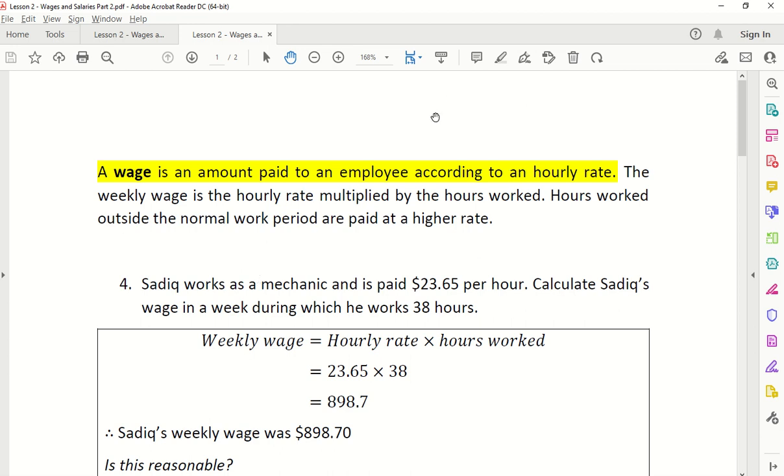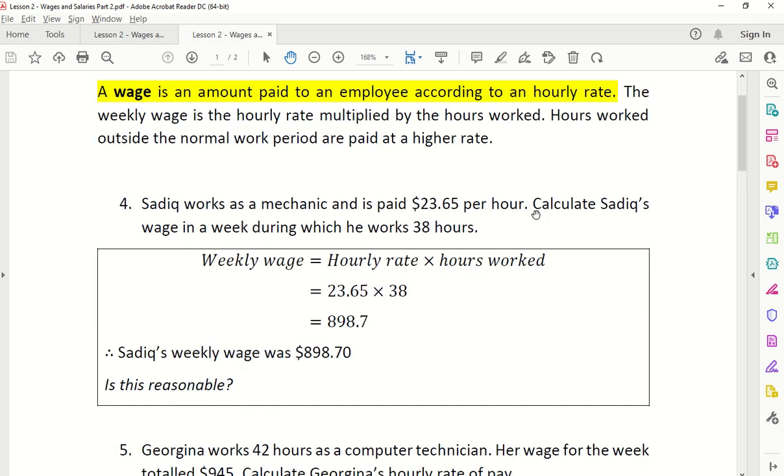We've discussed salaries, now we're going to discuss wages. So wages are probably what most of you are a bit more familiar with. A wage is an amount paid to an employee according to an hourly rate. So if you have a part-time job currently, you're probably being paid a wage, where the more hours you work, the more money you earn. Note here it does mention that hours worked outside the normal work period are paid at a higher rate. That's called overtime, and we'll get to that in the next lesson.